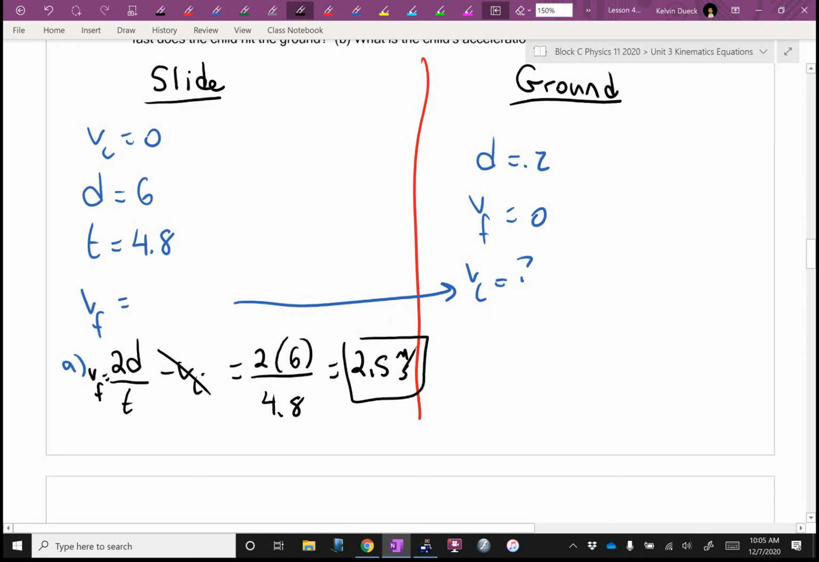2.5. And you know what? Now I'll go VF equals 2.5. I can fill that in on the ground side. Cool. Nice.